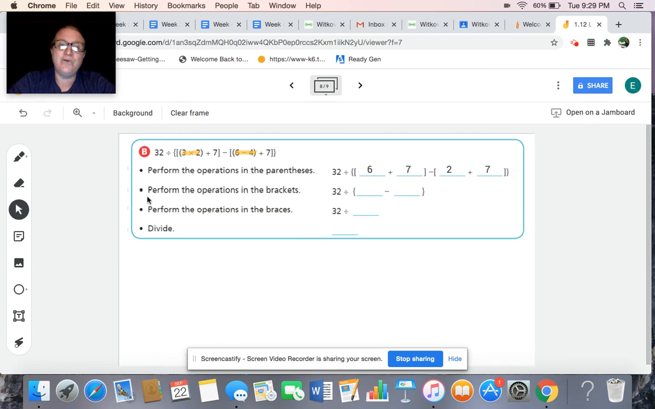Now, we can perform the operations in the brackets. The brackets are the square ones. So first we have 6 plus 7. What is 6 plus 7? 6, 7, 8, 9, 10, 11, 12, 13. It's 13. And then we have the other set that's over here, 2 plus 7. I'm going to start with 7 and go up 2. So 7, 8, 9.